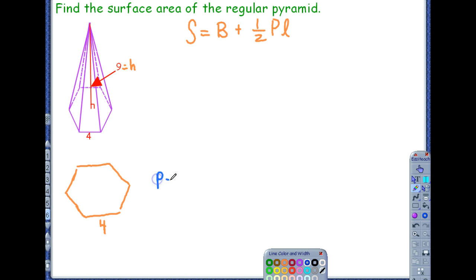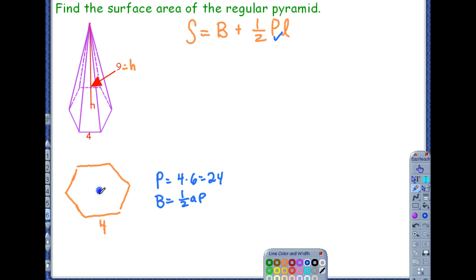Okay, so for the perimeter of the base, you're going to take 4 times the 6 sides. All right, so we got this piece already. Now, to find the area of the base, how do I do that? Well, since this is a hexagon and I've already got the perimeter, let's do one half apothem times perimeter. Okay, I like this idea. I'm going to jot this down as a reminder. We already have the perimeter, so we're going to put that in. We just need to find the apothem.